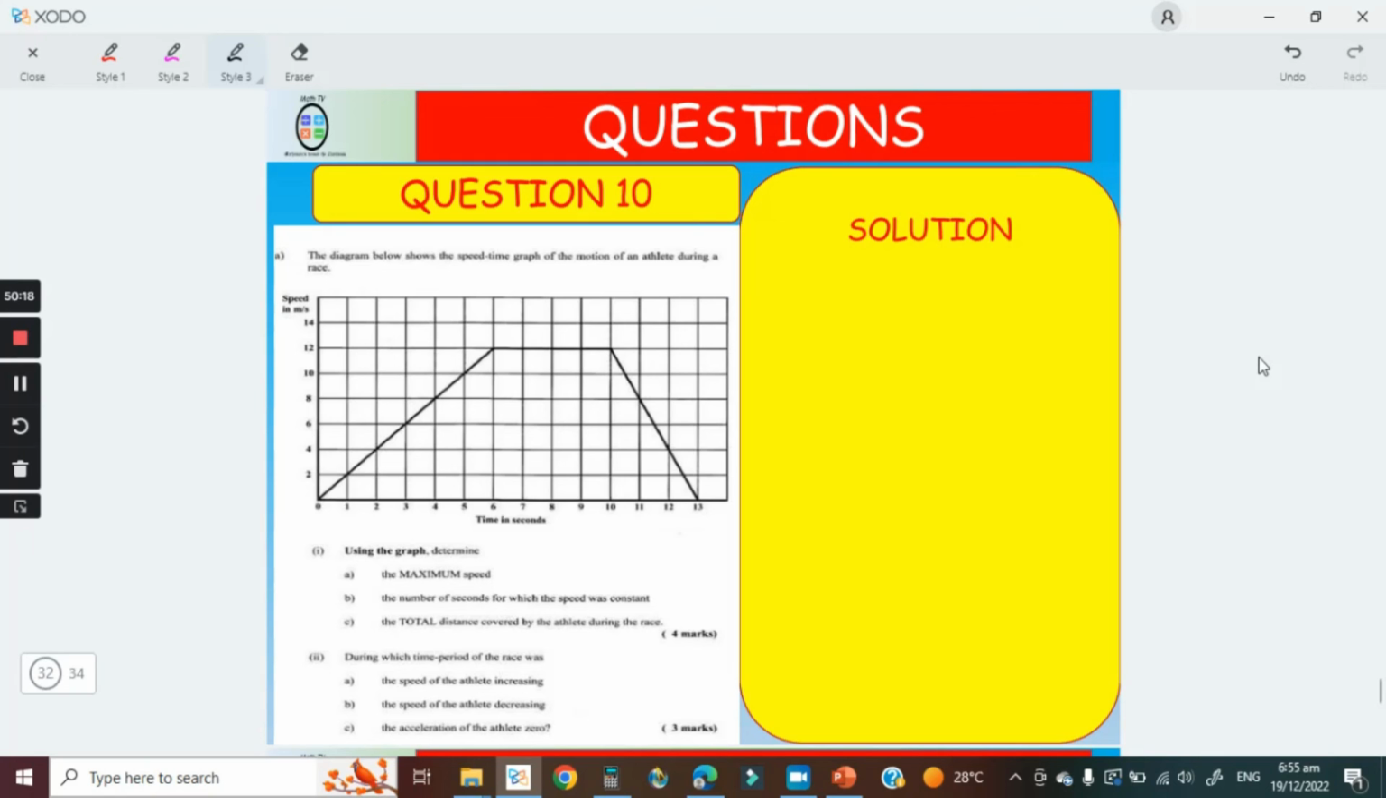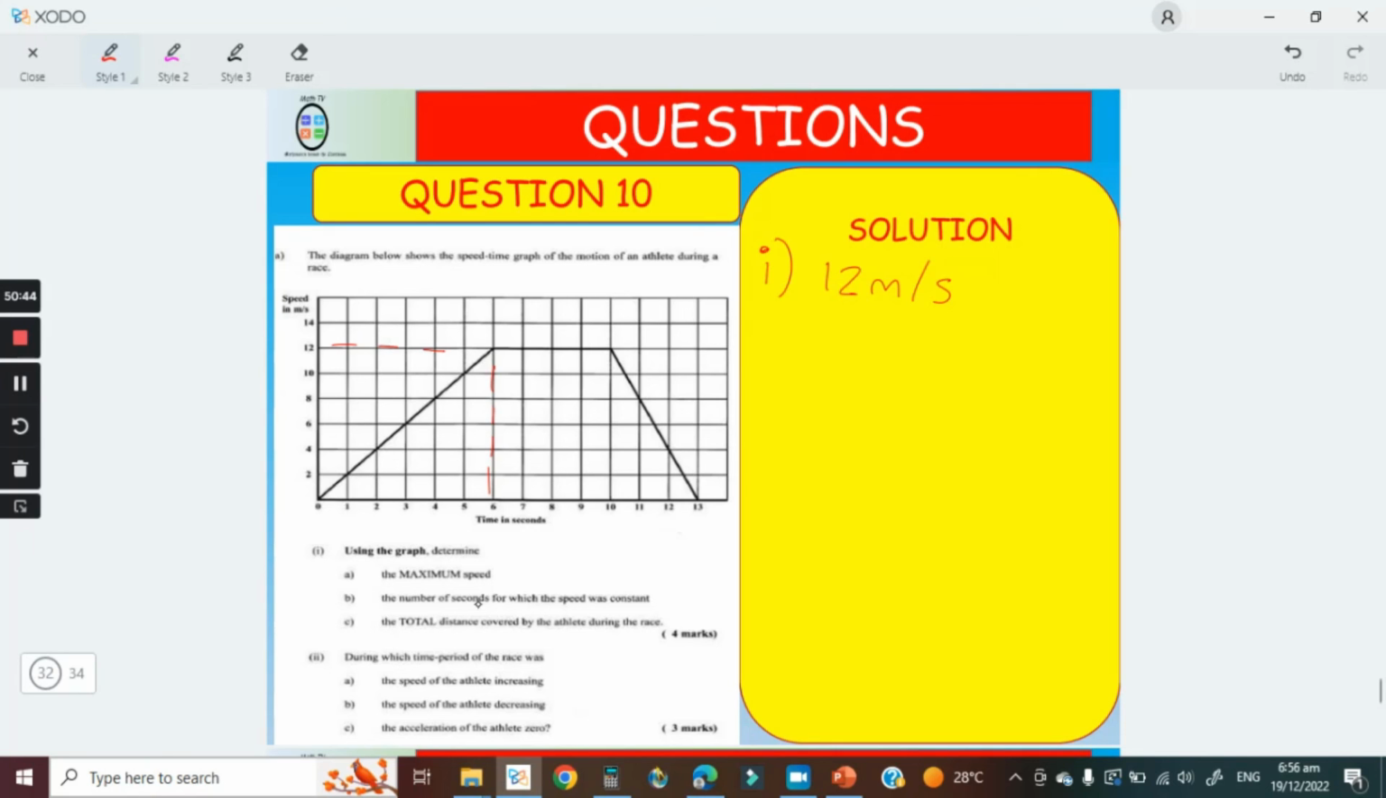So this question, it says, the diagram below shows the speed time graph of the motion of an athlete during a race. And it says, using the graph, determine the maximum speed. So using the graph, determine the fastest speed it reached. The fastest speed the athlete reached was 12 meters per second. So part 1 is straightforward. 12 meters per second. Good.